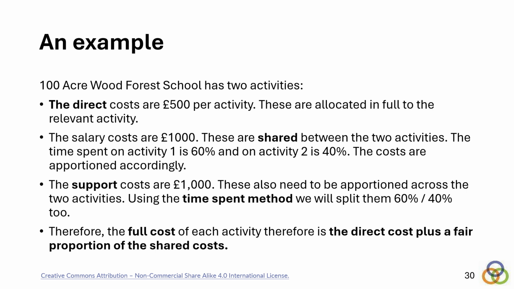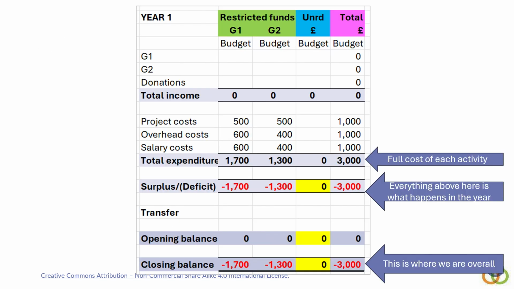And if I'm using staff time for salaries, I'm going to make it simple, and I'm going to use that 60-40 percentage split for the support costs, for the overheads as well. And so what does that look like?